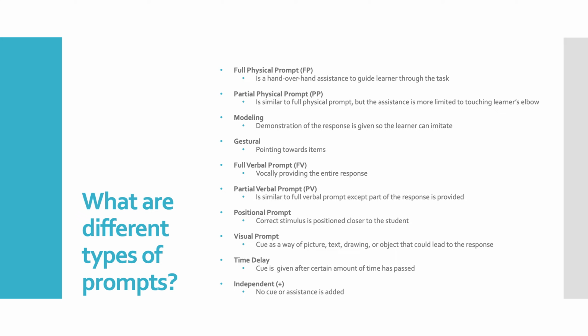Next would be positional prompt. Positional prompt is the correct stimulus positioned closer to the student. So you literally, purposely put the stimulus near the student so that it is more clear that that's what you want them to choose. Then we have visual prompt. This is a cue in the way of a picture, text, drawing, or object that could lead to the response. Then we have time delay, which is a cue given after a certain amount of time has passed.